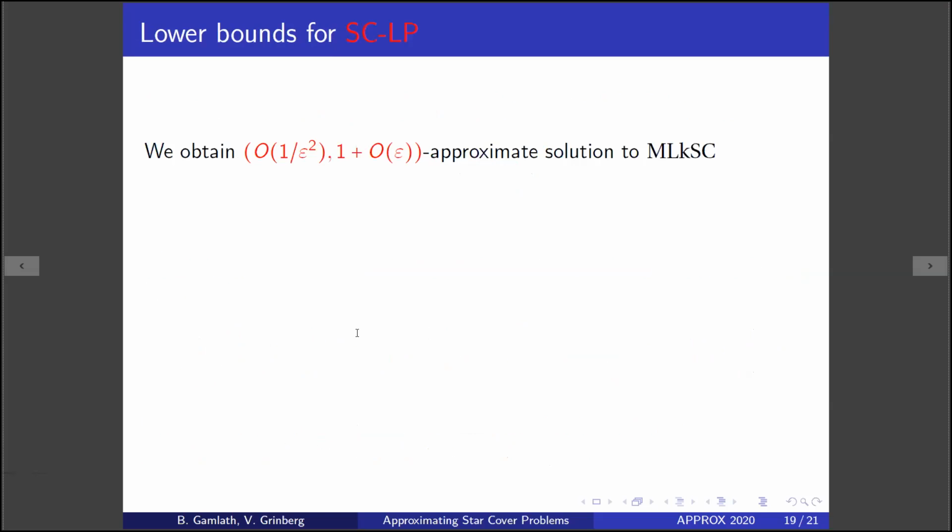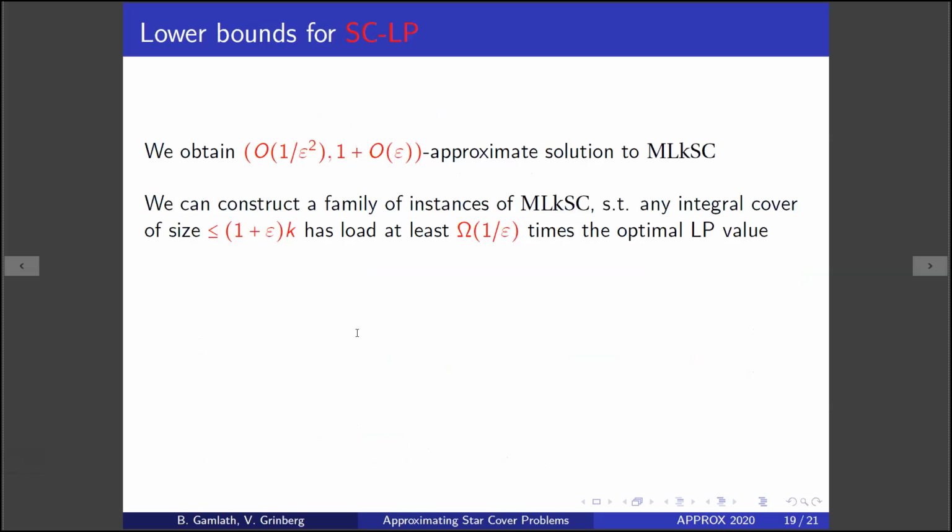We also obtained some lower bounds for the linear programming approach to the minimum load k-star cover problem. More specifically, we can construct a family of instances such that any integral cover of size at most (1+ε)k has load at least 1/ε times the optimal LP value. This basically shows that our algorithm is not very far from the best possible approximation we can get using the same LP relaxation.